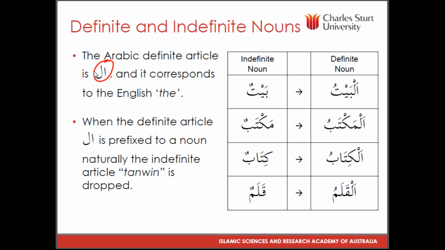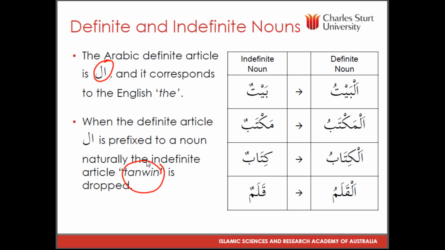So this al makes Ma'rifah. It corresponds to the English the. When the definite article al is prefixed to a noun, naturally the indefinite article tanween is dropped. This is a very important part.